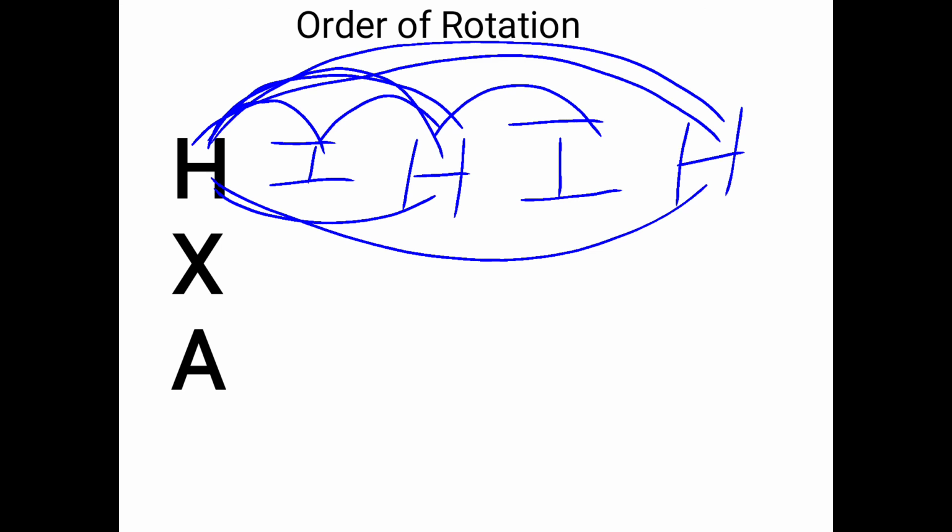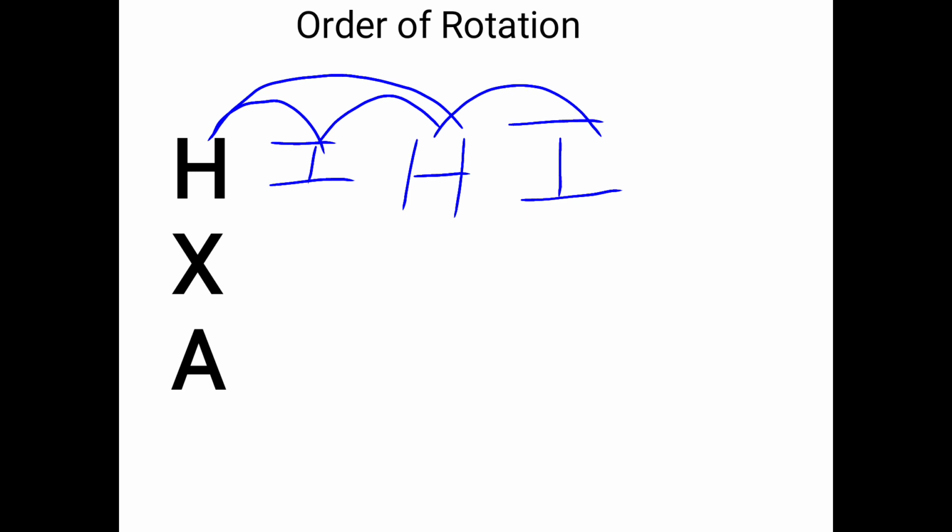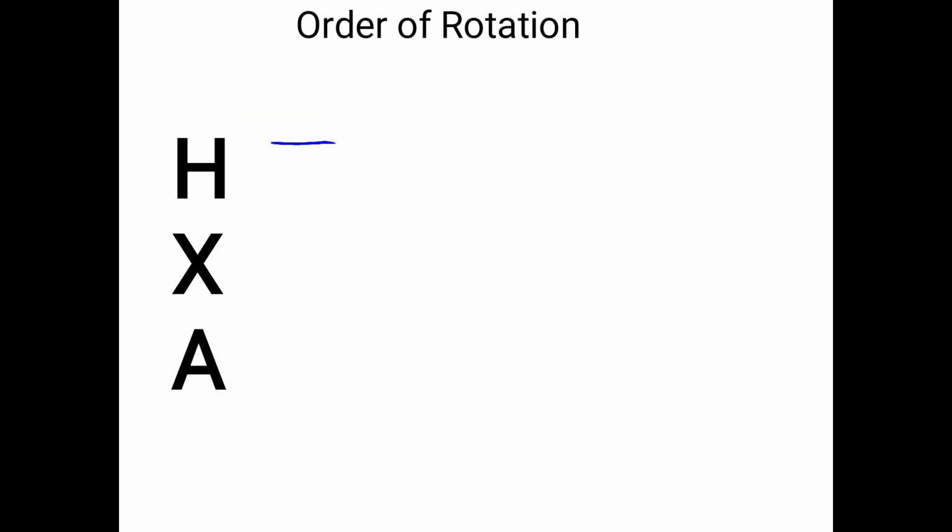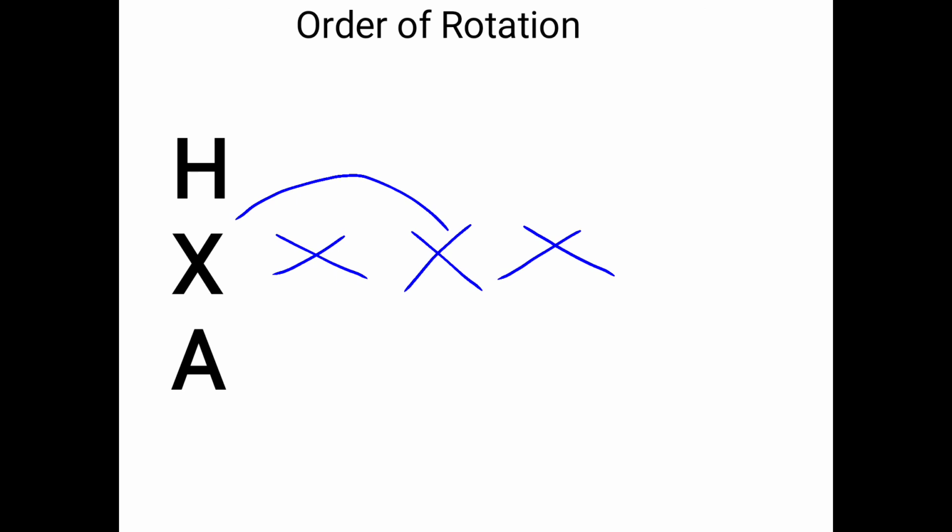Yes, are you clear, children, this H? Okay, and coming to the X. If you are rotating X, it will become like this. If I am rotating like this, this will be equal to this. And if I am rotating the third one, that is 270, again the same thing. And if I am rotating 360, again the same as the original. So X also has order of rotation 2.